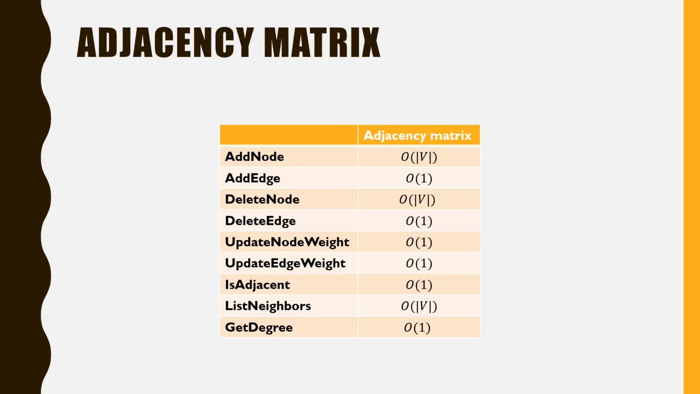Below is a brief summary of the time complexities for fundamental graph operations using an adjacency matrix implementation. Most operations run in constant time, O(1), except for add node, delete node, and list neighbors, which require O(V) time.